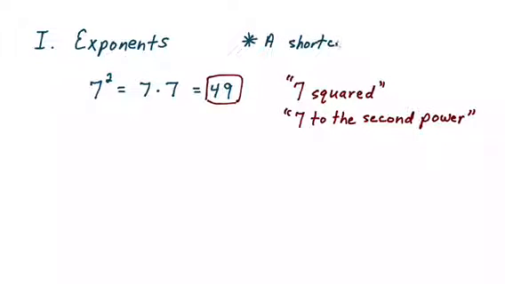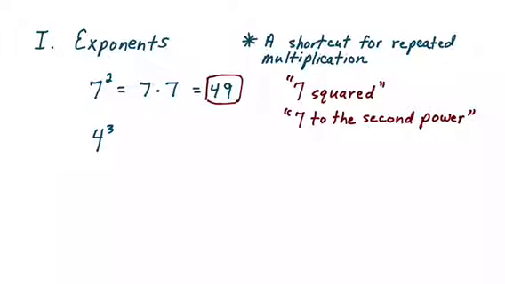So basically, exponents are a shortcut for repeated multiplication. Now it's not such a big deal with this problem, but if you had to multiply 27 7s, we could write that as 7 to the 20th power. And it's just a short way to represent that number.